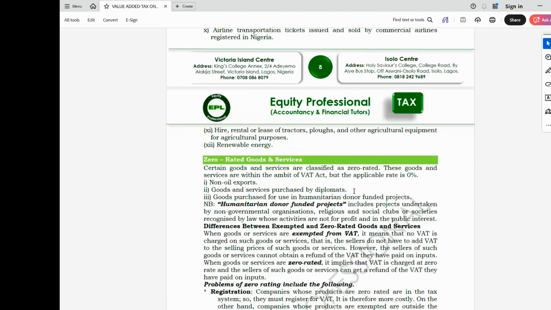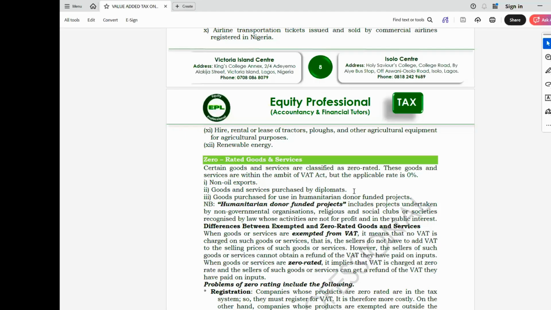Then we have goods purchased for use in humanitarian donor-funded projects. So humanitarian donor-funded projects are undertaken by non-governmental organizations, religious or other organizations that are not for profit making or are in the interest of the public. They call it humanitarian donor-funded project. Examples are, during COVID-19, relief items that were provided by international bodies, by IMF, World Bank, UN.